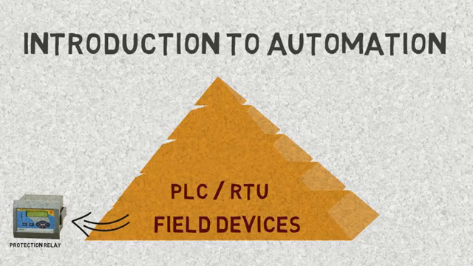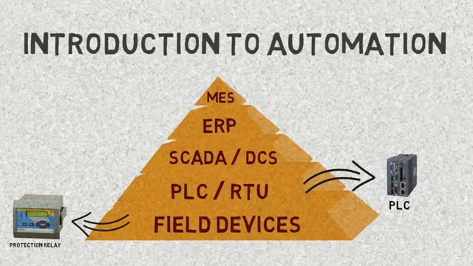Then comes the layer of SCADA or DCS. SCADA stands for Supervisory Control and Data Acquisition and DCS stands for Distributed Control System. What exactly these systems are will be dealt with in detail in the further part of the presentation. The upper part of the pyramid consists of high-level systems like ERP and MES. ERP stands for Enterprise Resource Planning and MES stands for Management Execution Services.